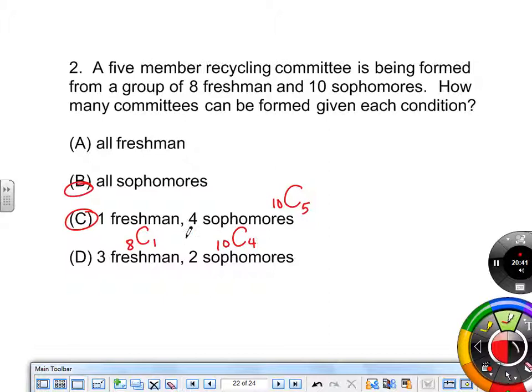Multiply them. Here's why. This is like the tree, okay? This gives you the number of ways that you can pick that 1 freshman. So here's all those different ways. But that 1 freshman can be paired up with any of these groups of sophomores. So it would have all these branches coming off here. And this would have all these branches coming off here. So because any of these can be paired with any of these, it's like the counting principle. To count it faster, you just multiply the 2 numbers together.